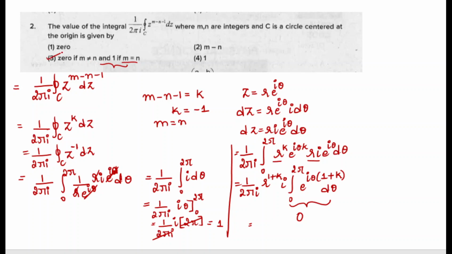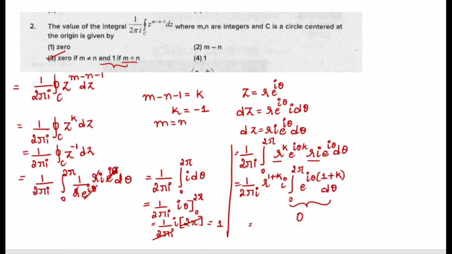If m not equal to n, it will be 0, and if m is equal to n, the integral value will be equal to 1. The other options, 0 and 1, are not valid options; they should mention the conditions, and m minus n is not at all valid. Yes, let us proceed to the next question.